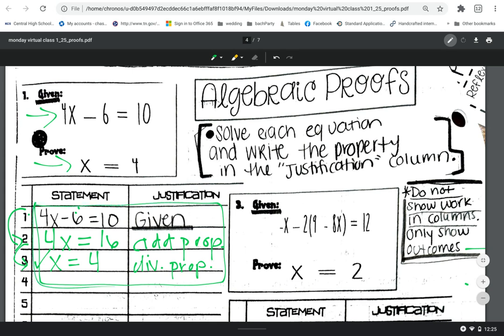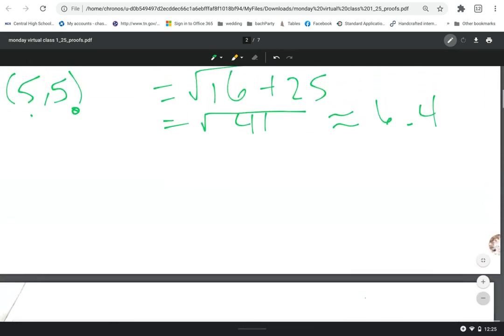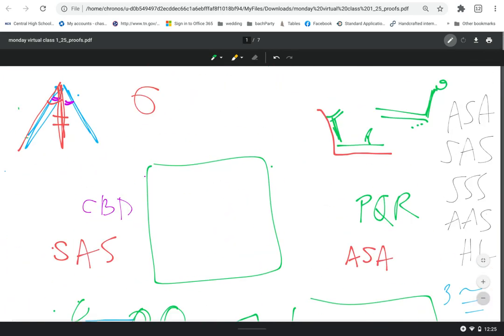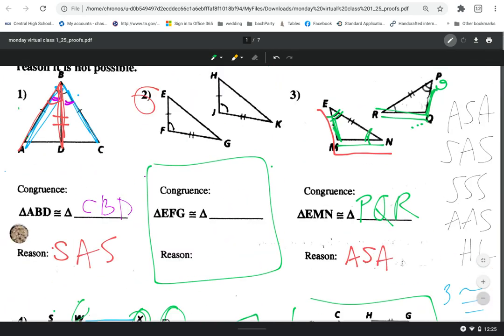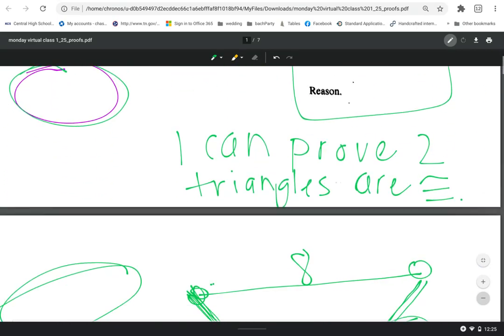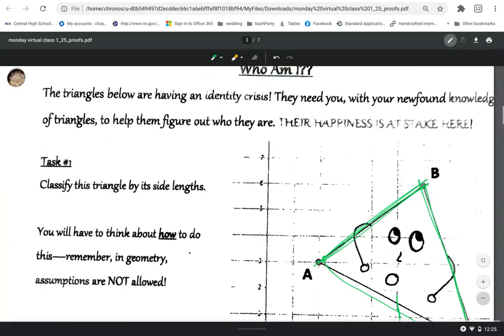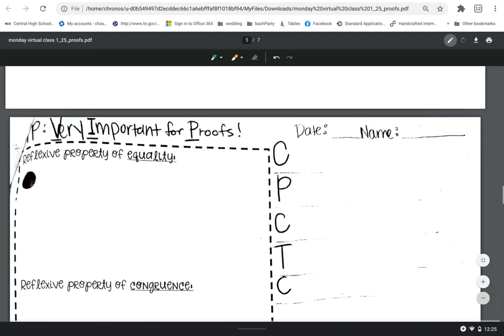So after we do the algebraic proofs, we will work on doing this with shapes. So basically, we'll be using what we did for bell work. We'll be using this information to help us prove. Okay. Oh, a little too far.